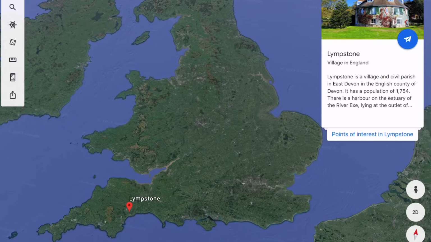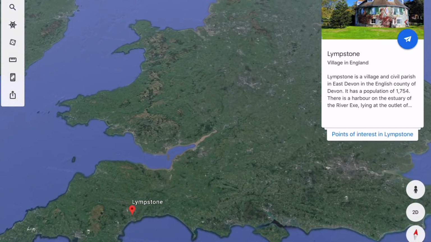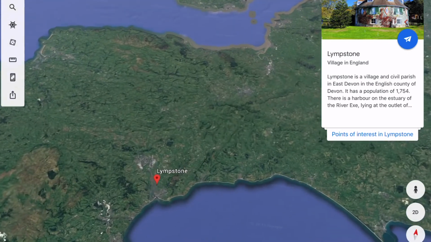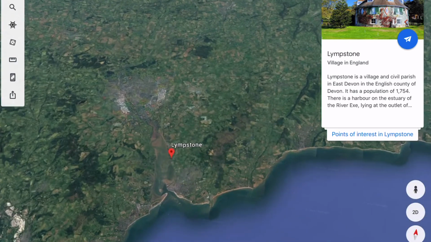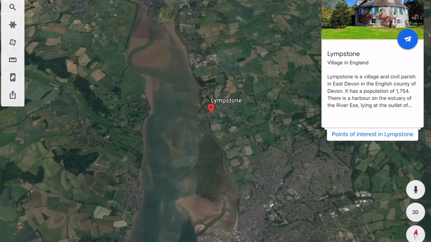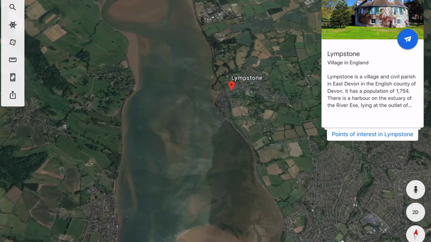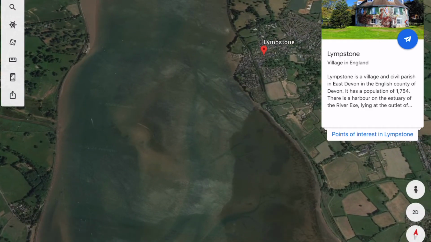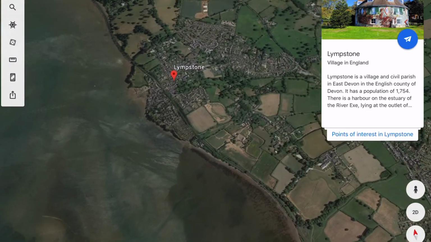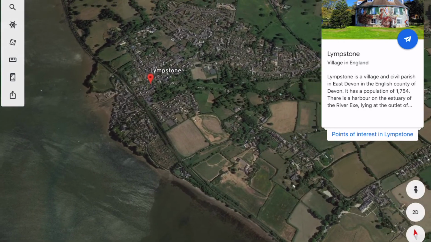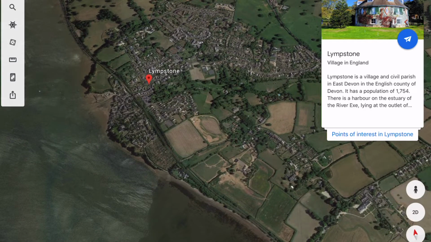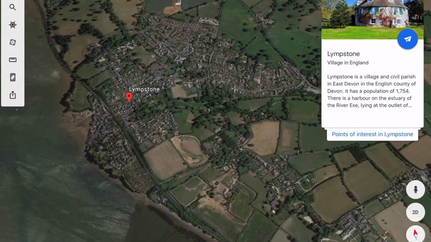So we're going to look at the location of Lympstone. It's on the south coast, in the county of Devon, in East Devon specifically, and it's on the banks of the River Exe. This is the estuary of the River Exe, and this is Lympstone. It's a small settlement, size of about 1,500 people, completely different to the other place we looked at, Toxteth, very rural and much lower population density.